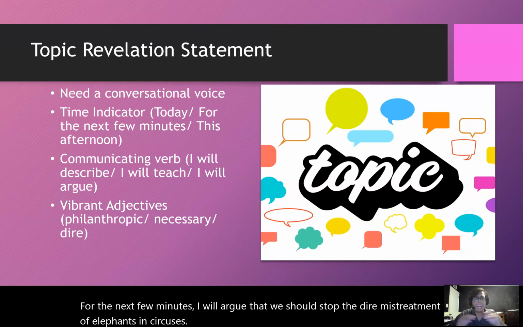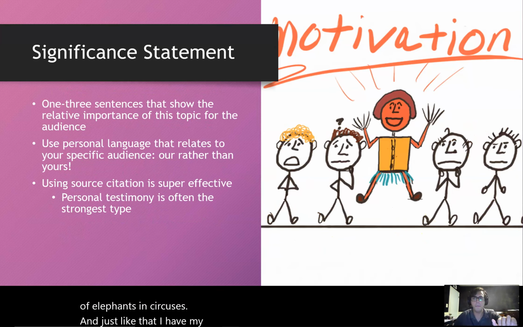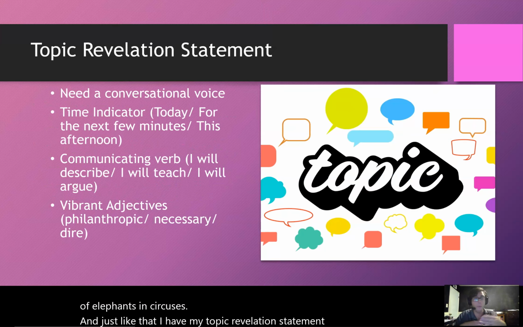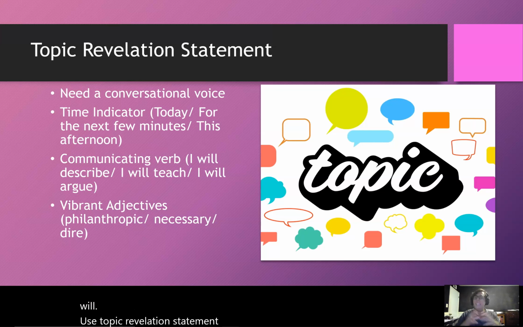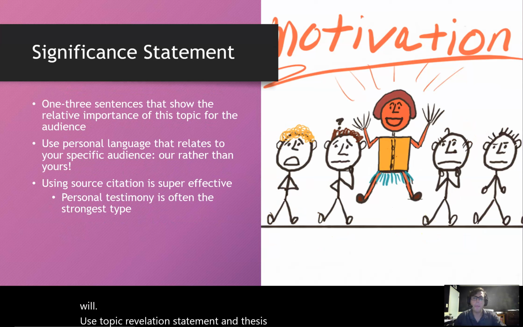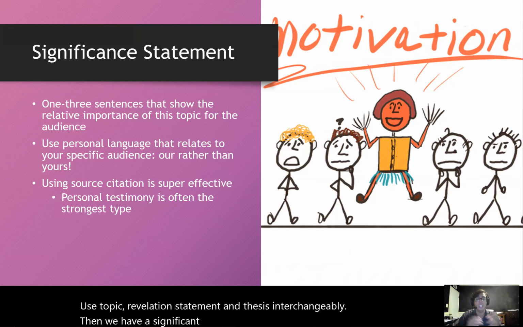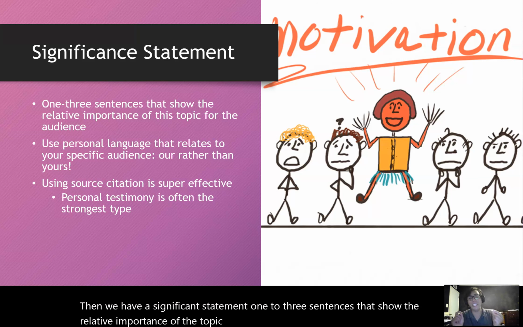And just like that, I have my topic revelation statement. By the way, I will use topic revelation statement and thesis interchangeably. Then we have a significant statement, 1 to 3 sentences that show the relative importance of the topic. Use personal language. Source citation can also be very effective with this.